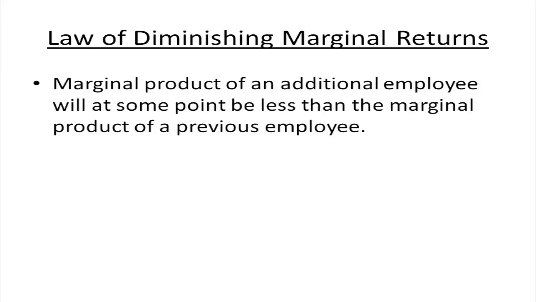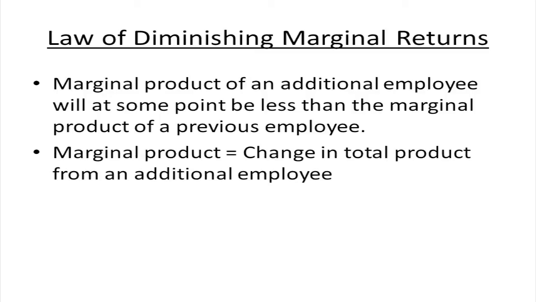The law of diminishing marginal returns states that as more of a variable resource is added to another resource, marginal product will eventually decline. Or, as the number of new employees increases, the marginal product of an additional employee will at some point be less than the marginal product of a previous employee. So, in the case of this study, as the amount of workers in a firm increases, the marginal product of the firm's output may initially increase, but after a certain point it will decrease.